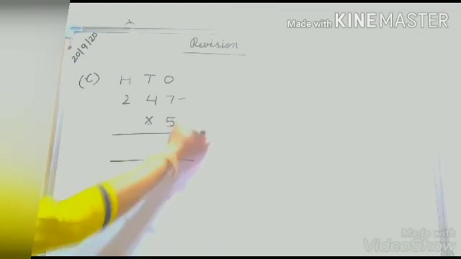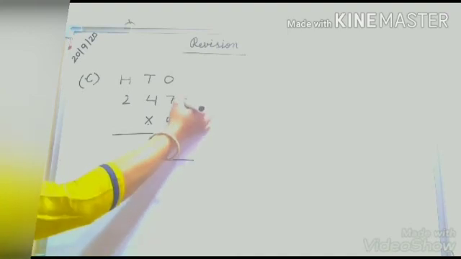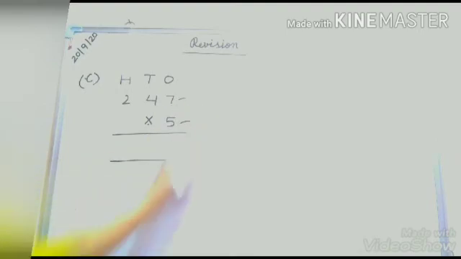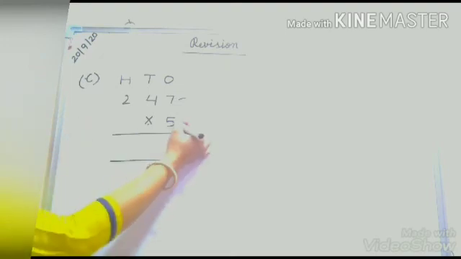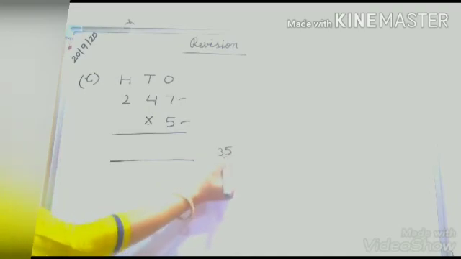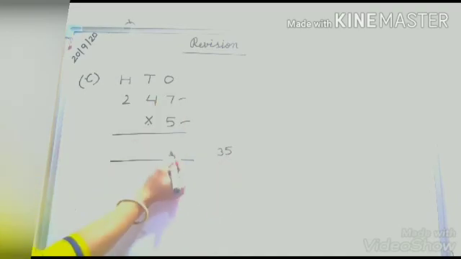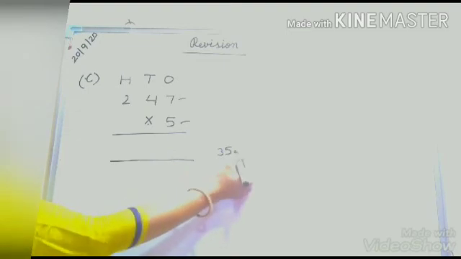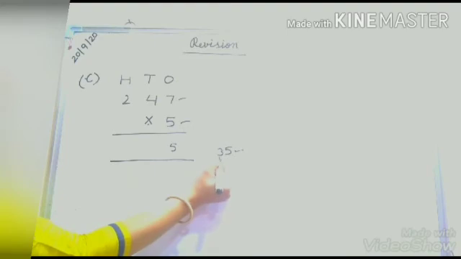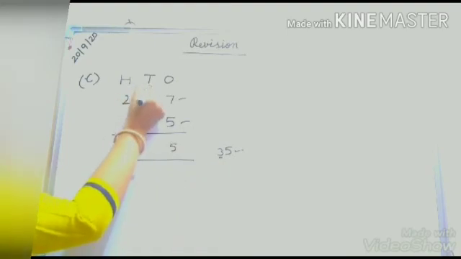Okay children, here what we will do? We will multiply 5 with 7. So we say table of 5, 7 times, or you can also say table of 7, 5 times. The table which you have remembered perfectly, you use that table. Okay. Here 5 sevens are 35. But we can't write 2 digits here. So what we will do? We will write the right side digit, that is 5, and 3 will be carried over at tens place.